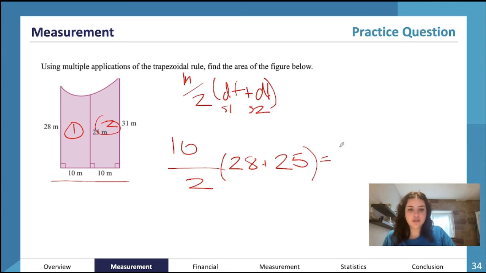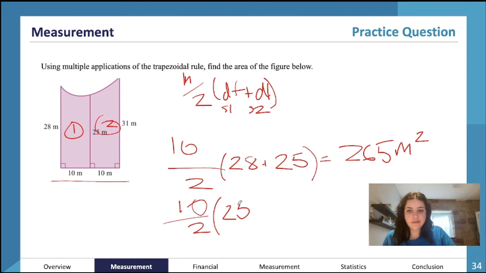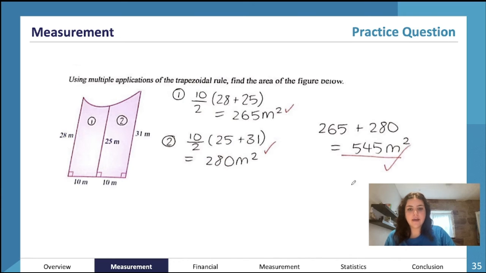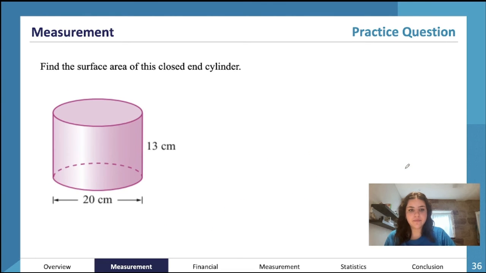We have 265 meters squared. Other trapezoid, second one, 10 over 2, 25 plus 31. We get 280 meters squared. If we added those together, we would get 545 meters squared.